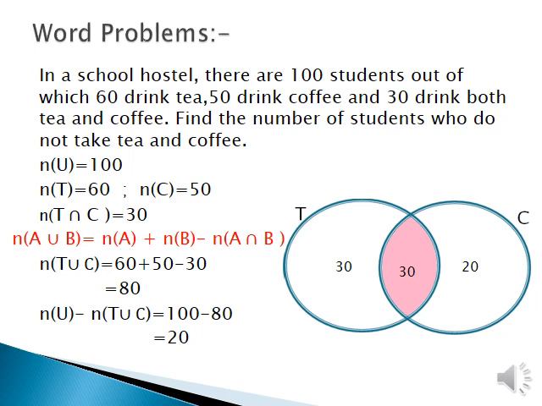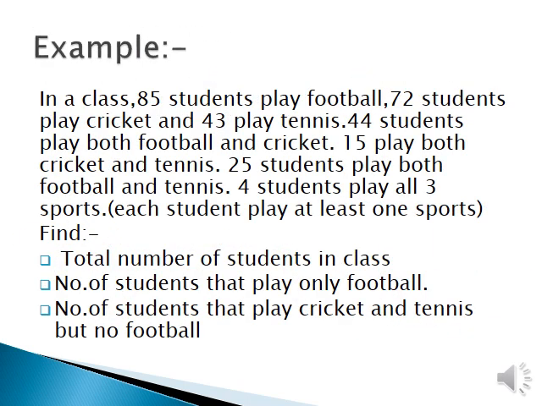Sometimes we have to solve word problems of 3 sets also. That time it is easy to solve using Venn diagram. We'll see one example for 3 sets. In a class, 85 students play football, 72 students play cricket and 43 students play tennis.